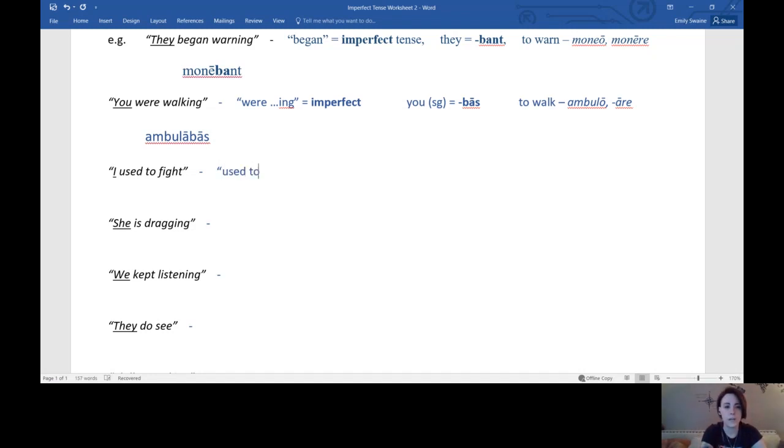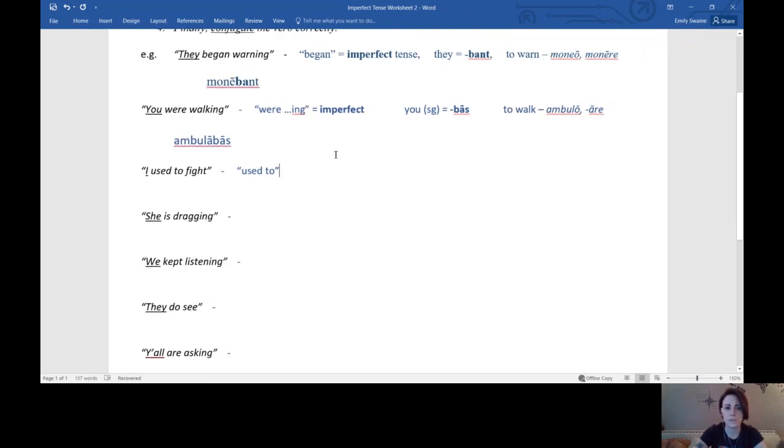Okay, so our next verb, we have used to. You know what? I didn't do what I said I was going to do anyway. See, distracted. Okay, so were walking is imperfect. So used to is always going to be also imperfect. Okay, let's go to our next one. Like I said, I just want to go straight down and identify the tense of all of these verbs. So is dragging, is blanking. So anytime we have is blanking, present.